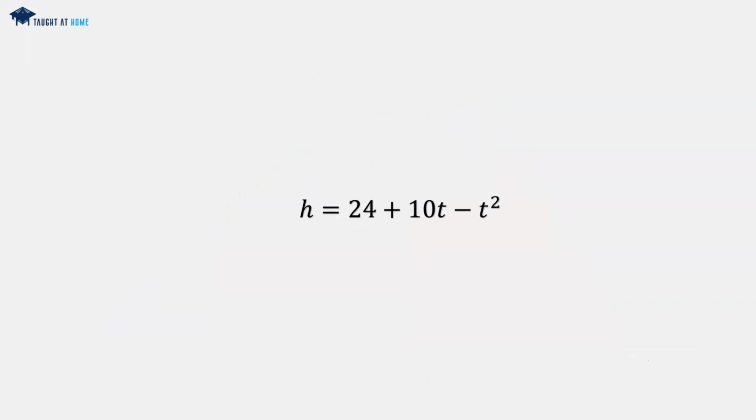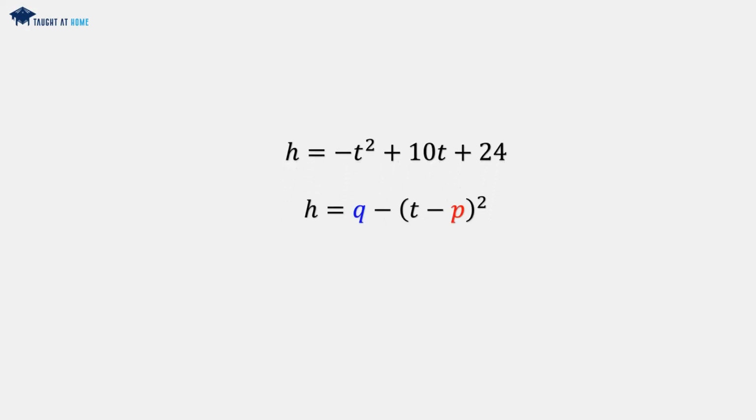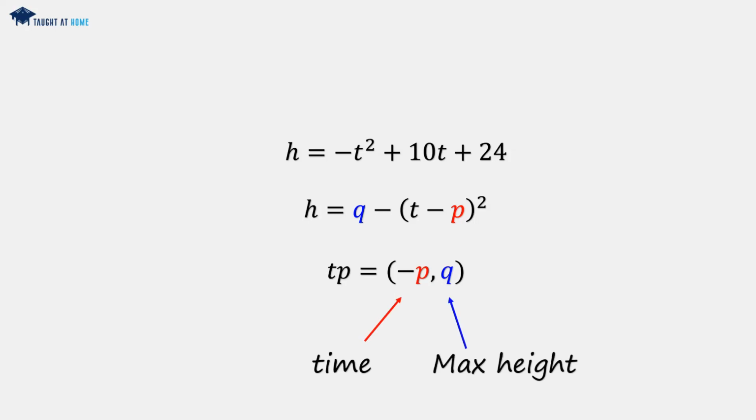So let's take our function and we'll just rearrange it so we've got the t squared term leading. Now we've got negative t squared, so the completing the square formula is going to be q minus (t minus p) all squared. And we look for the values of minus p and q because they give us the turning point, which will give us the maximum height and the time.